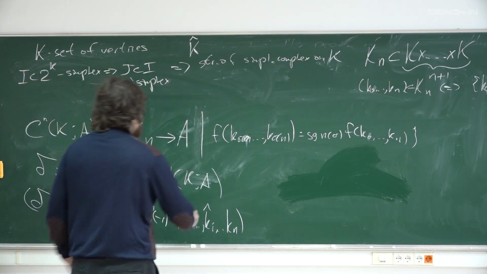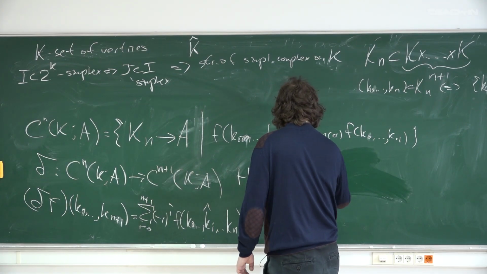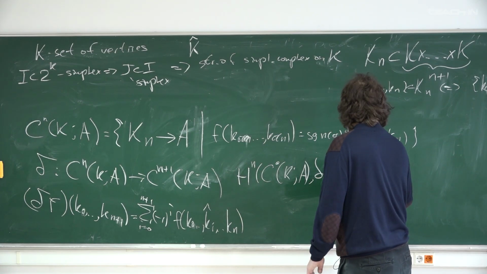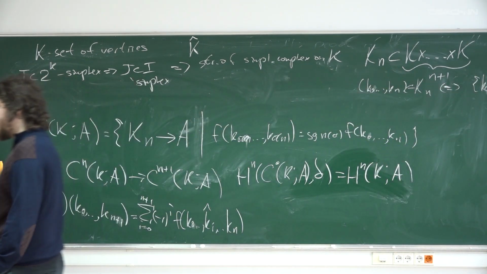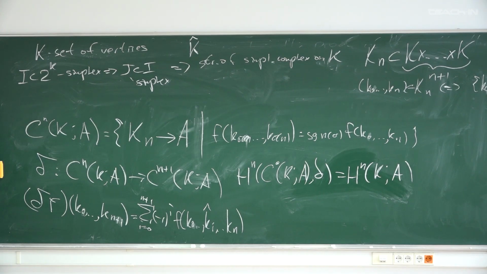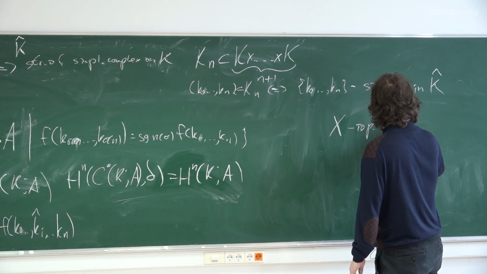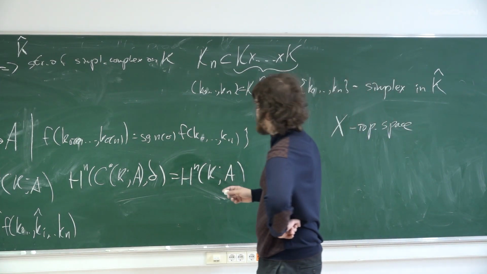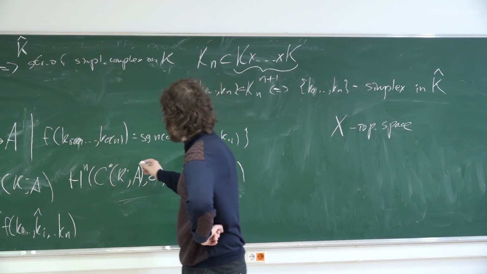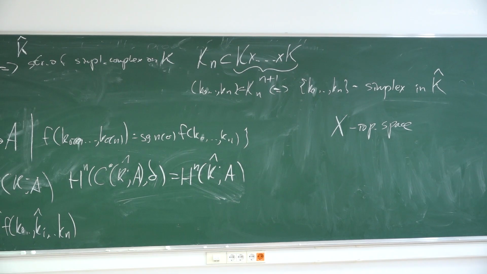So the homology of this chain complex is the homology of the simplicial chain complex with coefficients in A. Now, if X is a topological space, and we have some simplicial complex K, of course it depends on the simplicial complex structure.